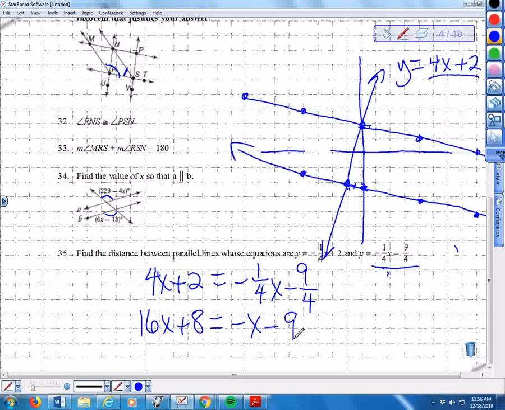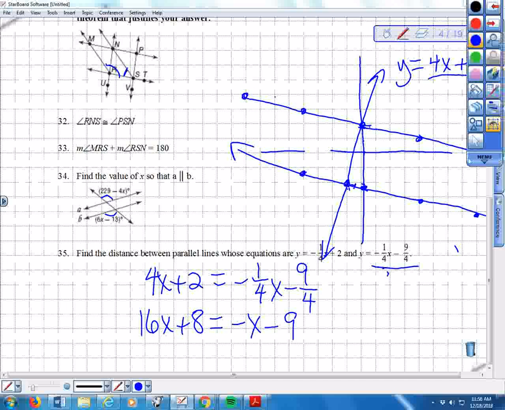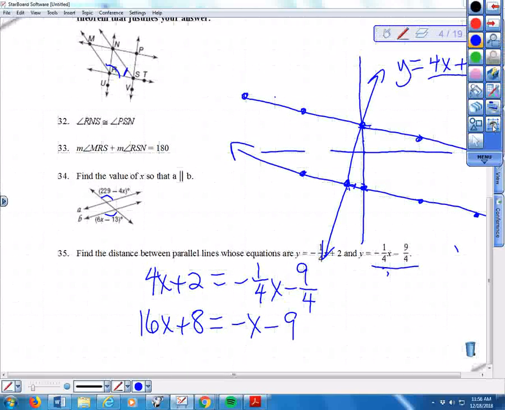Okay, now I'm just going to solve. So add x, 17x, subtract 9. x is negative 1. Now how do I find y? Yeah, plug it in. I'm going to choose this equation because it's a little easier. 4 times negative 1 is negative 4, plus 2. So y is negative 2.